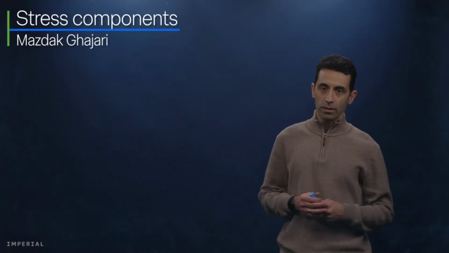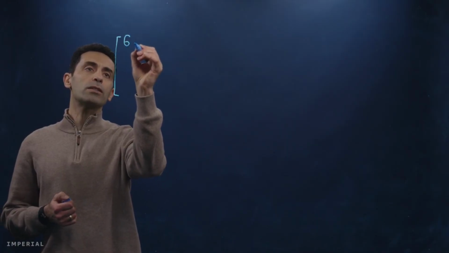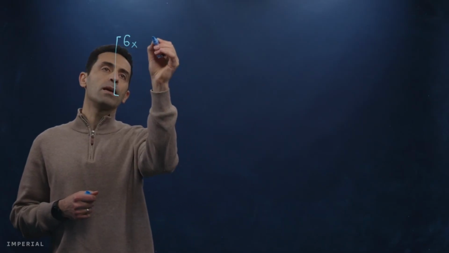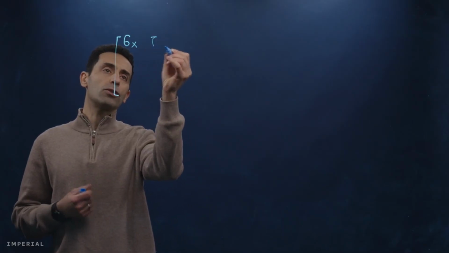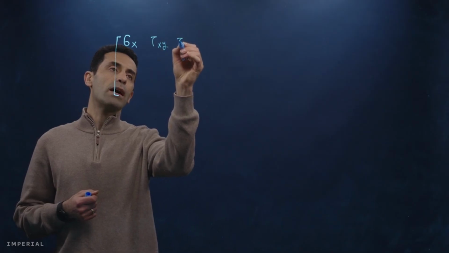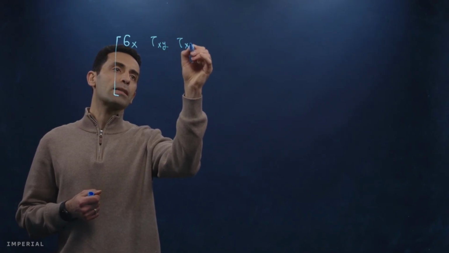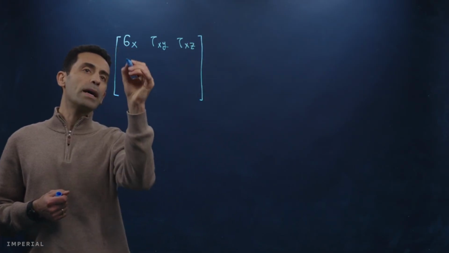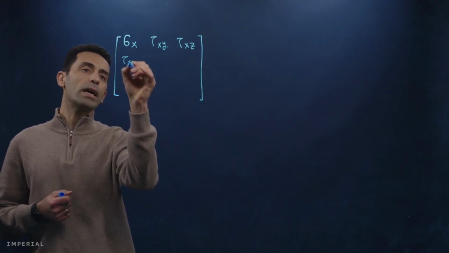We can write the components of the stress tensor in a matrix like this. In this matrix, the diagonal terms are the normal stresses, and the non-diagonal terms are shear. So here we have tau xy, here we have tau xz, and here we have tau xy again.